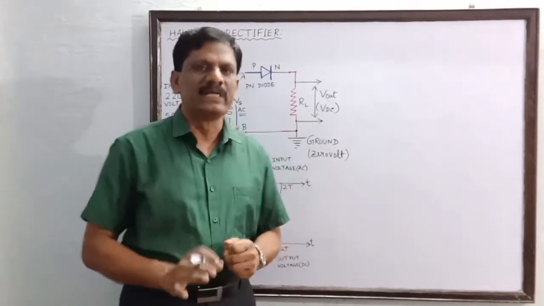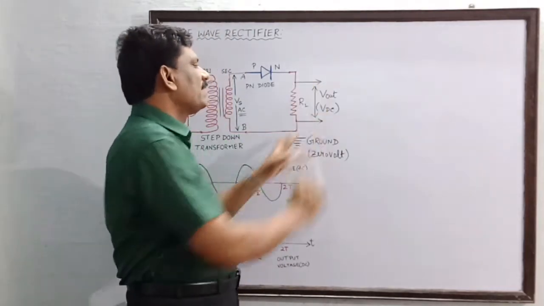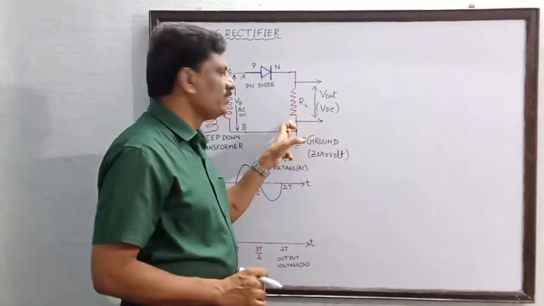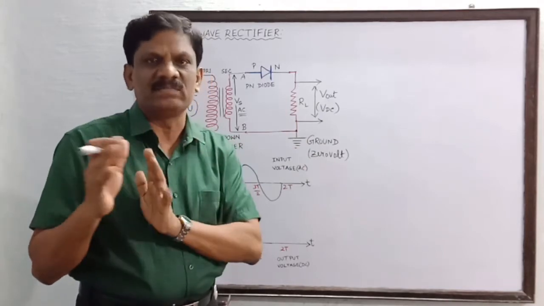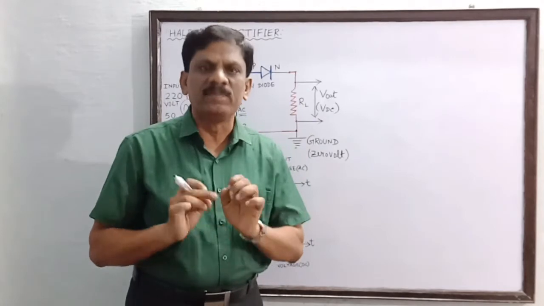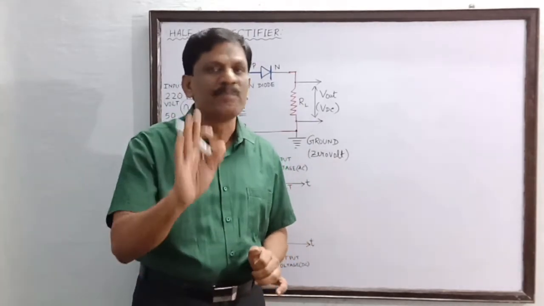Suppose if you don't ground, what may happen? Across this resistor, output DC voltage is available, and the output DC voltage will have a certain minimum value that will be fluctuating sometimes. So to avoid the fluctuations in the lower limit of the output voltage, this grounding is used. Otherwise, it is not compulsory.